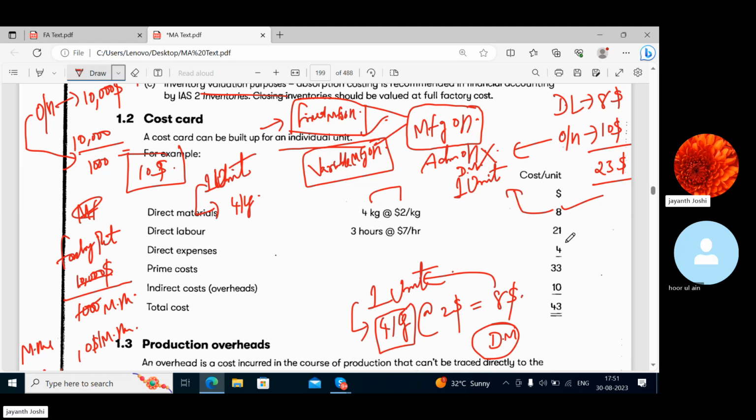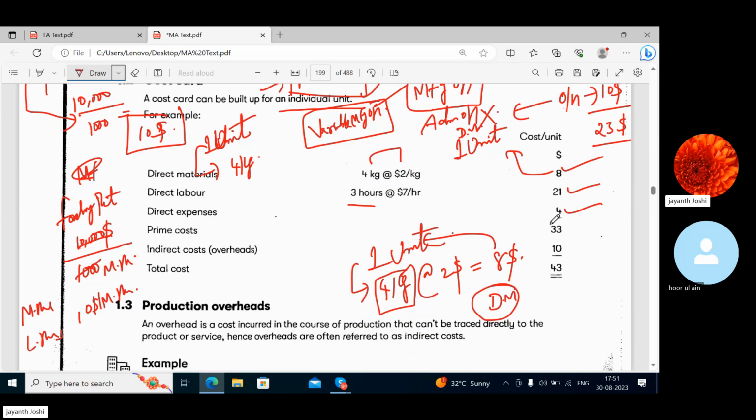Labor, for making 1 unit of a product, the labor cost I'm incurring is $21. How did I get that? The labor will be working 3 hours, and $7 per hour is the fixed wage of the labor. So 1 hour is $7, 3 hours will be $21. Then direct expenses, they did not give details, and then you get prime cost. You should understand direct material, direct labor, and direct expenses. These are the ones incurred directly for making the product. So this is the prime cost. Why prime cost? Because this is the main cost incurred for making the product.